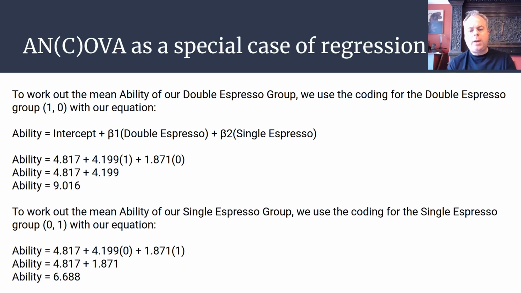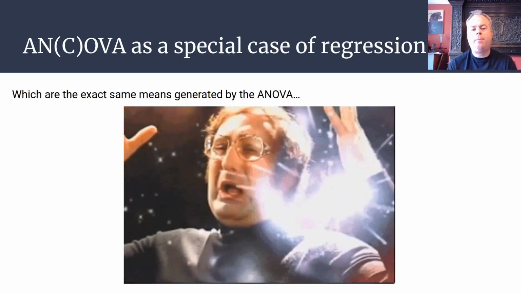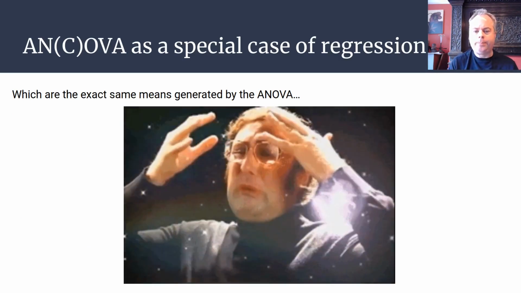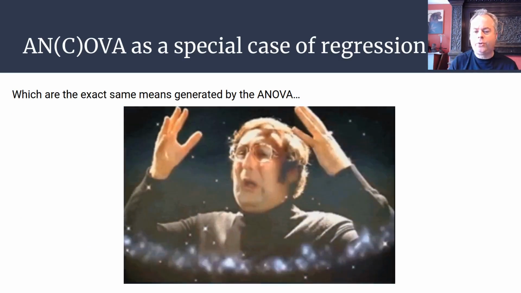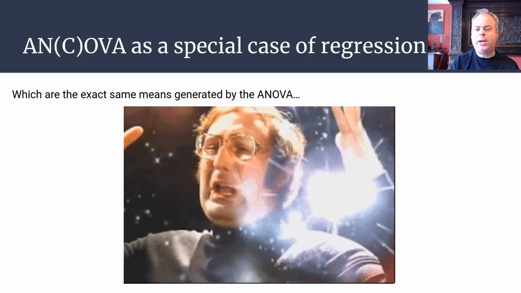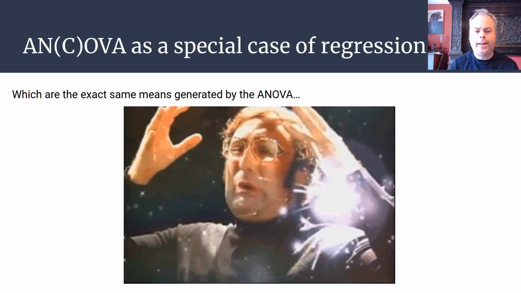So just by building a linear model and by using the appropriate coding scheme, we've been able to generate exactly the same means that were generated when we did the ANOVA. And I think this is a really nice illustration of how ANOVA is a special case of regression, and actually, under the hood, it's the general linear model.